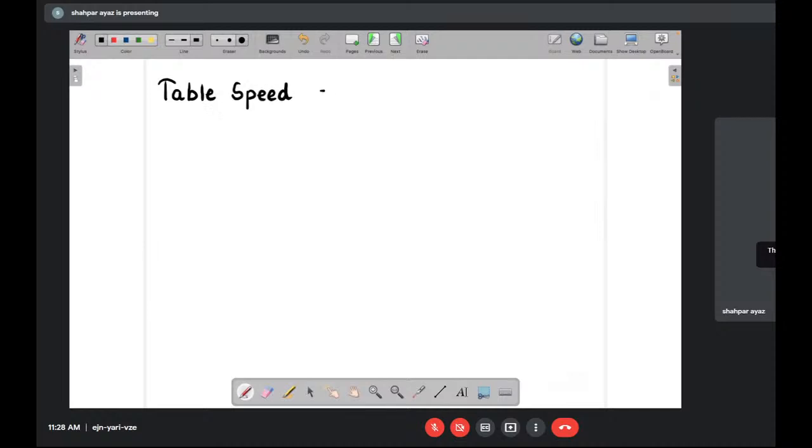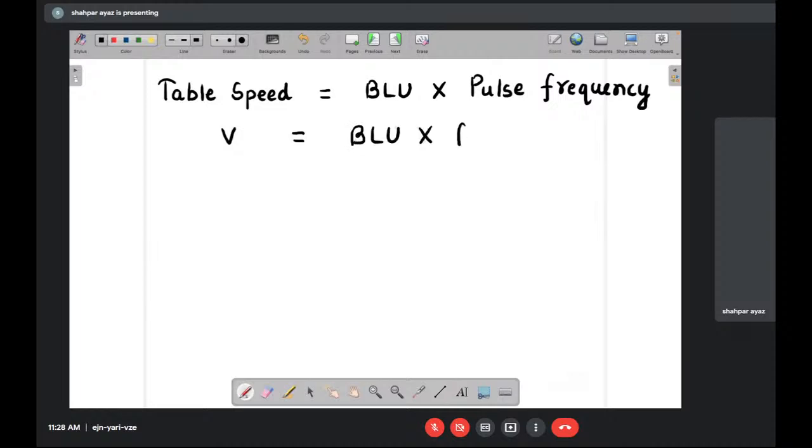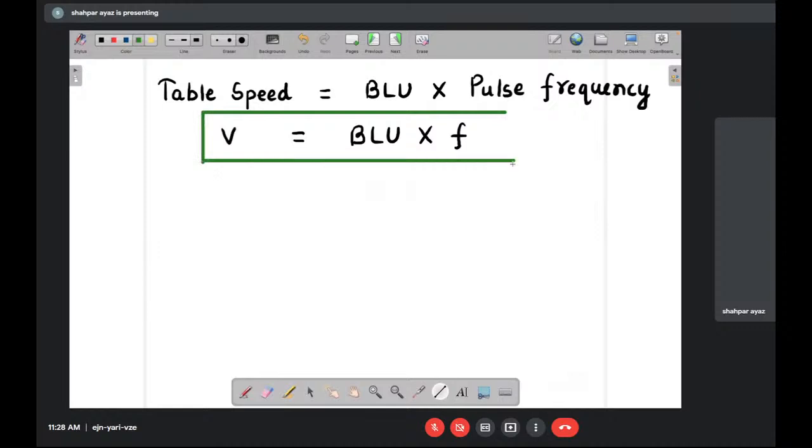Work table speed is equal to BLU, basic length unit, into pulse frequency. The work table speed V is equal to BLU into F. Maybe you guys are aware of this result. So we know the unit of BLU is the displacement of work table per pulse, means mm per pulse, into pulse frequency. Pulse frequency is the number of pulses per second.